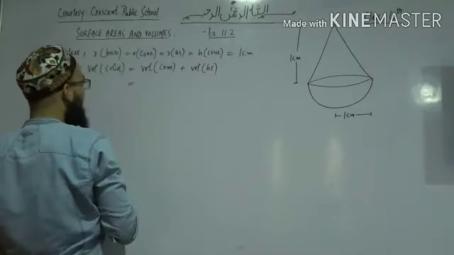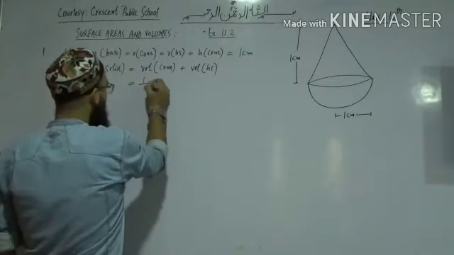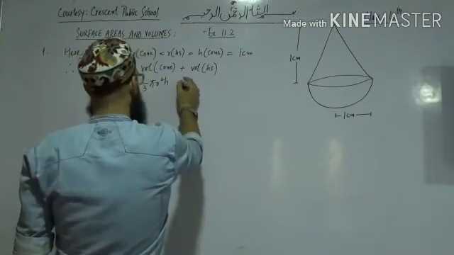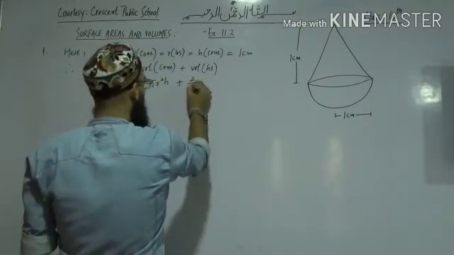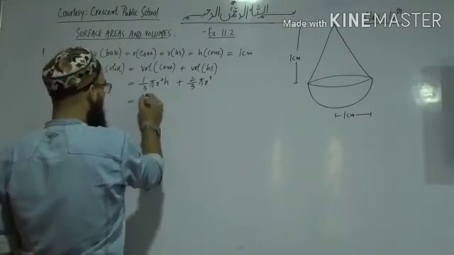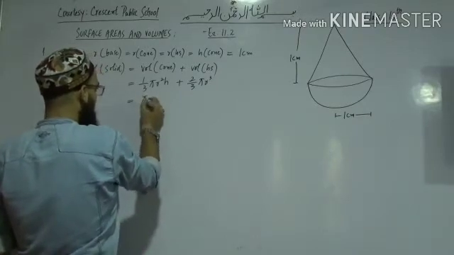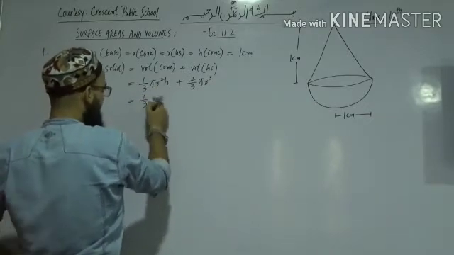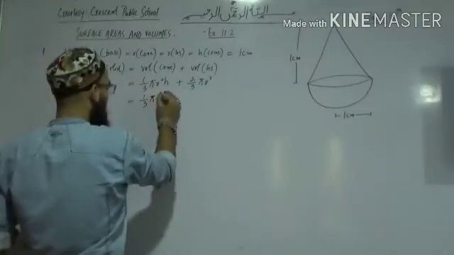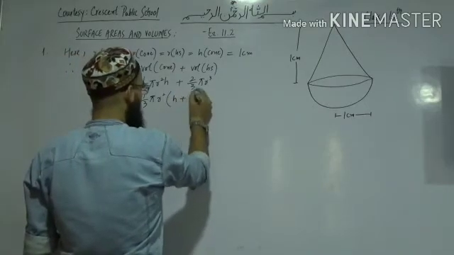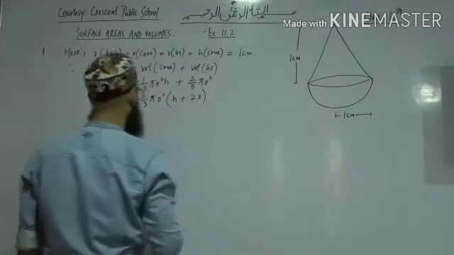Now volume of cone, you know by the formula table, is equal to 1 by 3 pi r square h, plus volume of hemisphere is 2 by 3 pi r cube. Now radius is same, so you can take pi, 1 by 3 also you can take out. You can take 1 by 3 out, then pi, then r square. So what is left here? h plus twice r. Got it?